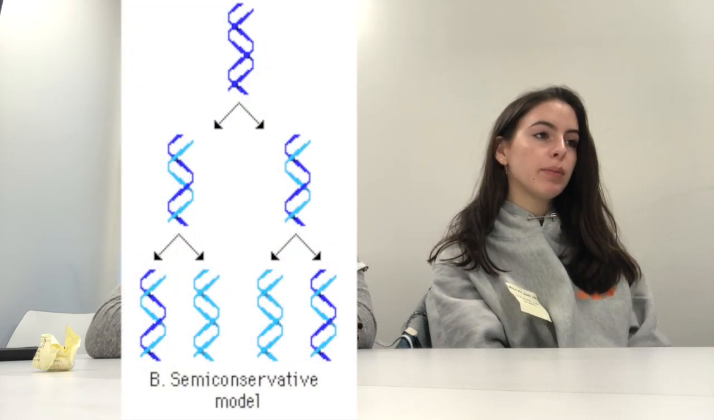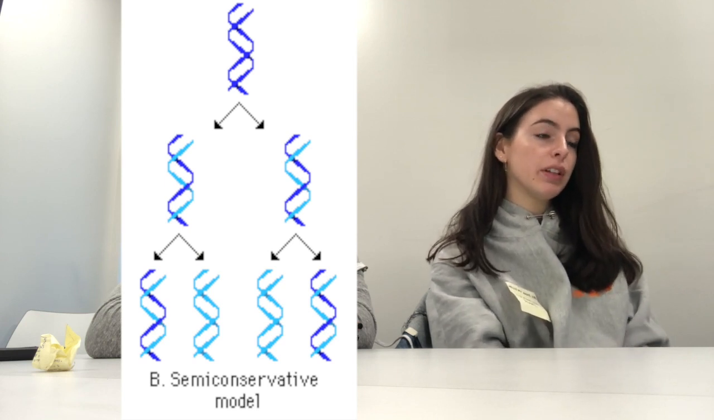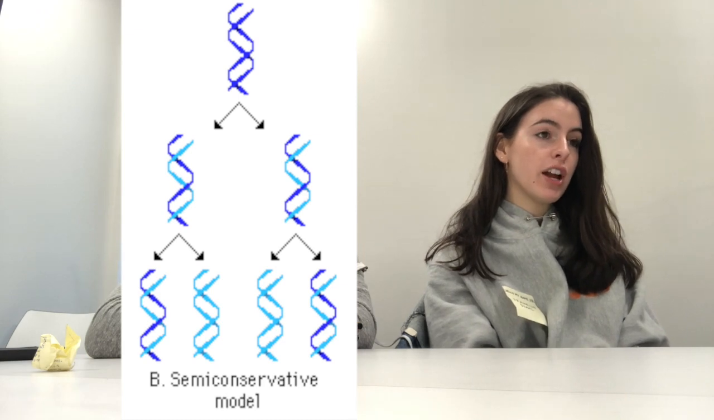In the semi-conservative replication model, the two strands of DNA unwind from each other, and each acts as a template for synthesis of a new complementary strand. This results in two DNA molecules with one original strand and one new strand.